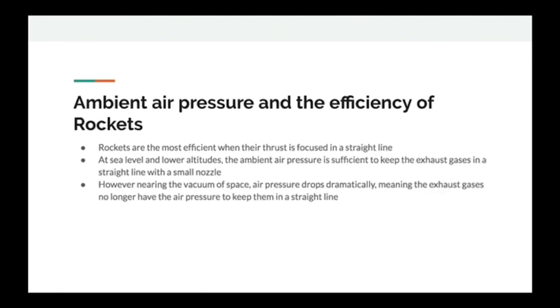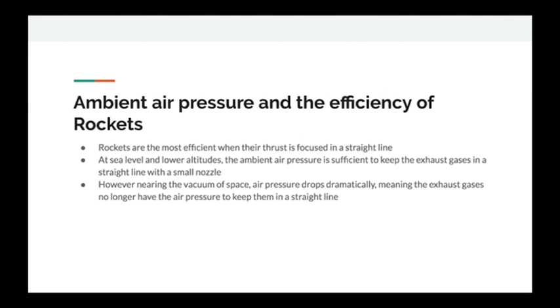So this leads us on to the next topic, which is ambient air pressure and the efficiency of rockets. Well, rockets are the most efficient when their thrust is focused in a straight line. Think of this like how a garden hose water stream becomes stronger when you put your thumb over the hose. This is because before you put your thumb over the hose, the water stream was spread out over a large area, meaning less of the water pressure is concentrated. However, when you put your thumb over the hose, all of that water pressure is concentrated in one smaller area.